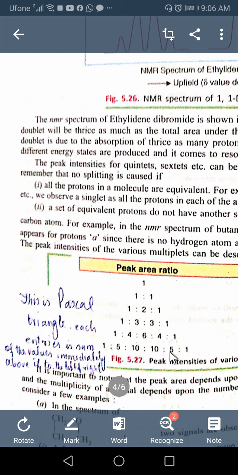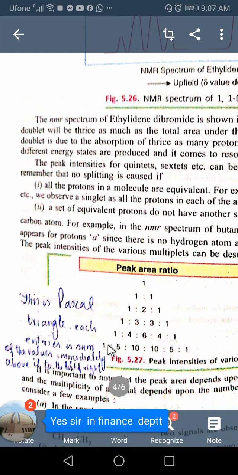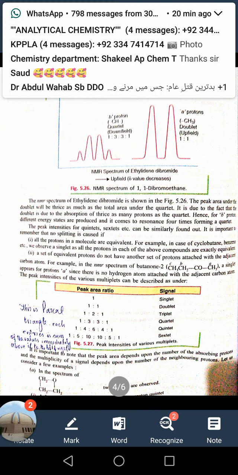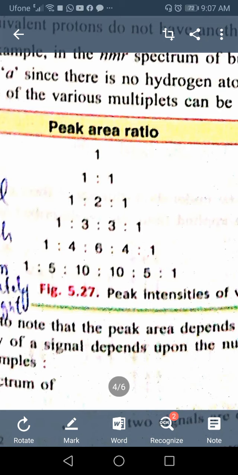1, 2, 3, 4, 5 and 6. How many lines of this signal will be present? 6. And the ratio of intensity will be 1:5:10:10:5:1.